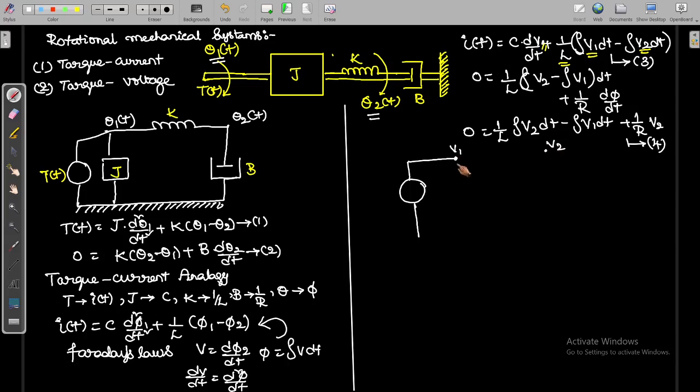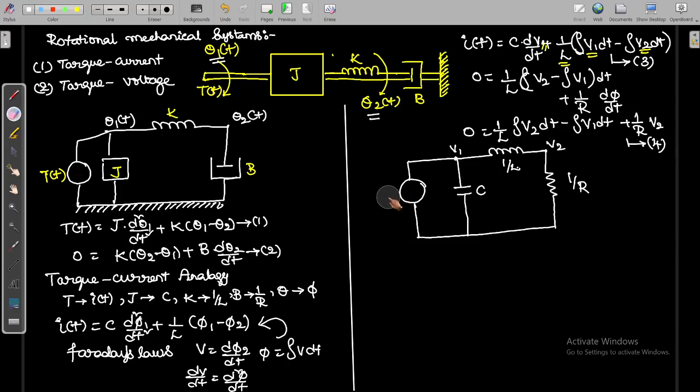So for v1 a capacitor is connected. In between v1 and v2 you have one inductor, that will be 1 by L, and a capacitor is connected. For v2 you have one resistor, so we can replace it with 1 by R here, then it is 1 by L here, then a capacitor here. Then the torque can be replaced with the current, so torque can be replaced with I of t. So this is the torque current analogy, how to draw the torque current analogy diagram.